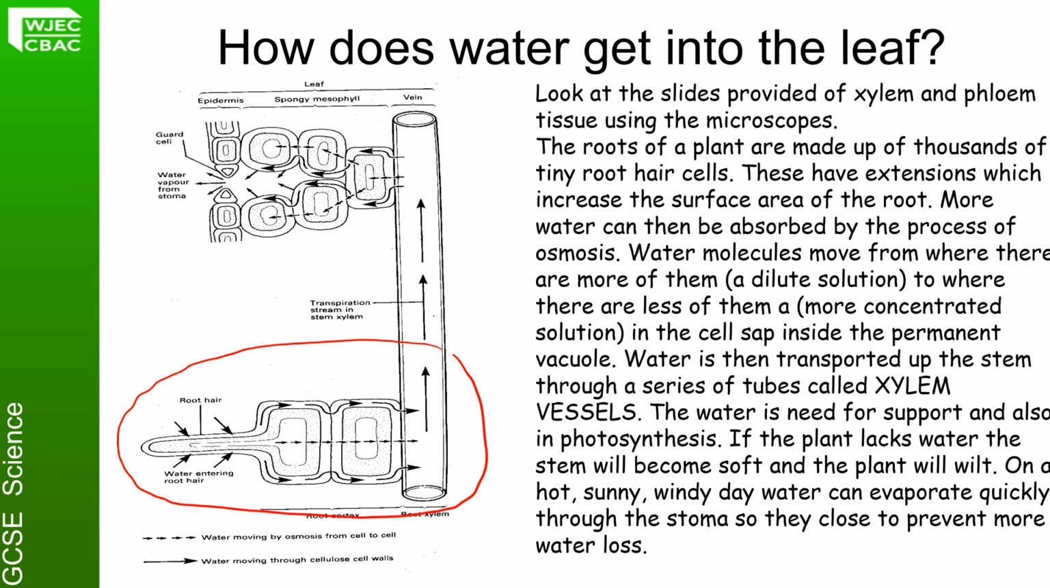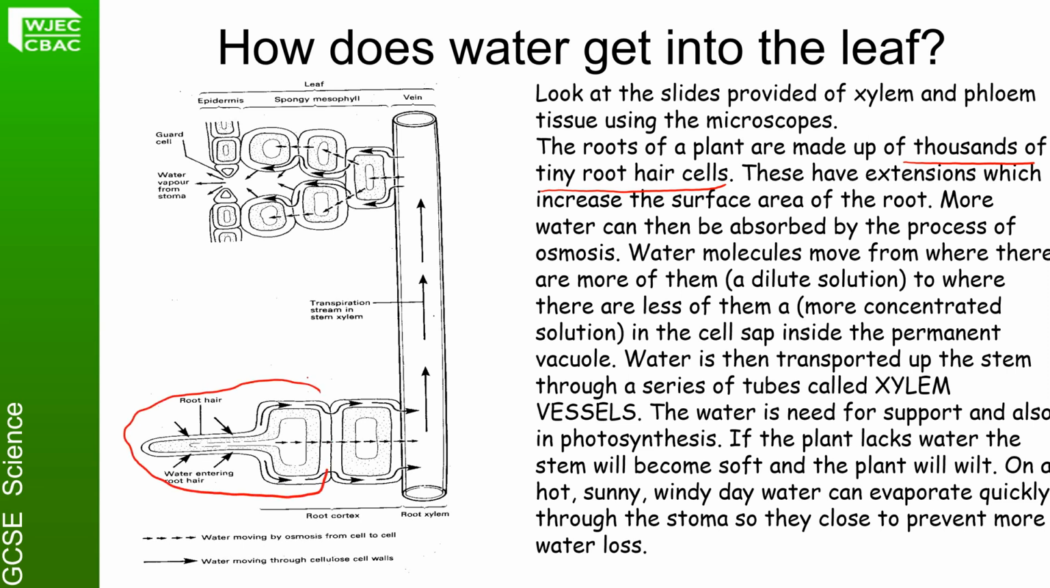The roots of plants are made up of thousands of tiny root hair cells. And one root hair cell is like this one just here. We've seen these back in the first unit. They look like a cell that's got an extended part, like a big nose, if you like. That helps to increase the surface area of the root, so it can absorb more water by the process of osmosis and more minerals by the process of active transport.